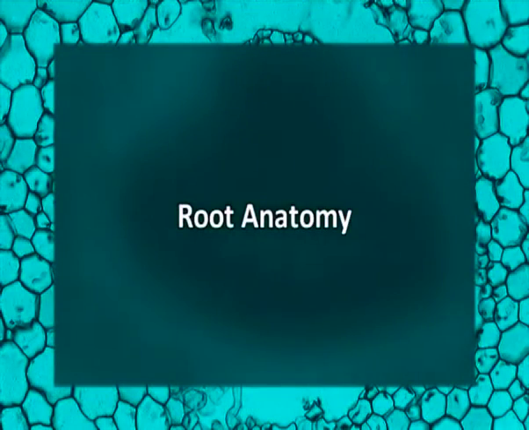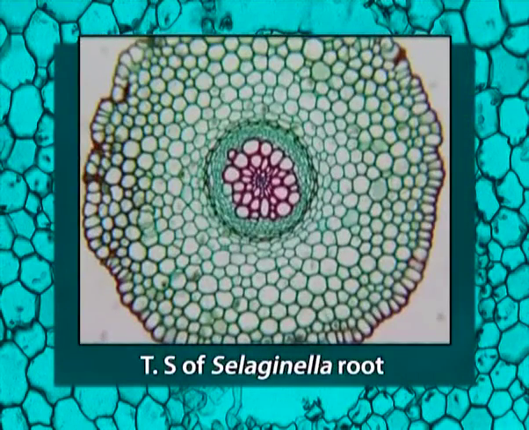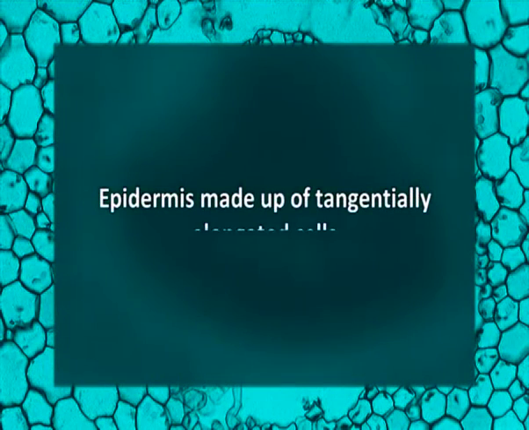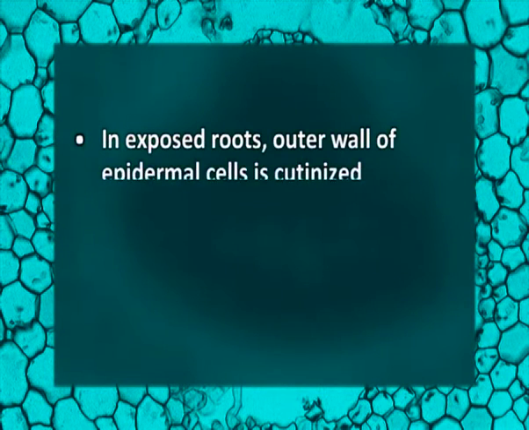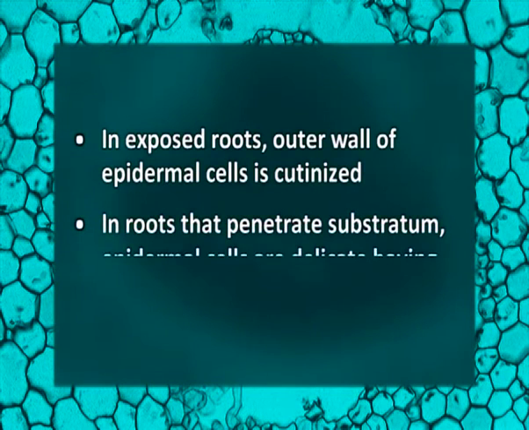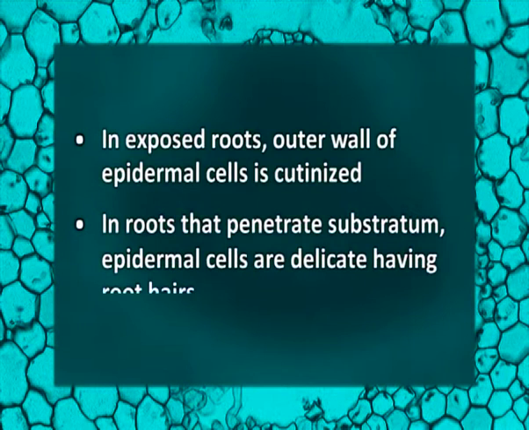First of all, root. A cross section of the root shows a simple structure. The epidermis is made up of tangentially elongated cells. In exposed roots, the outer wall of the epidermal cells is cutinized, but in roots that penetrate the substratum, the epidermal cells are delicate and have root hairs.